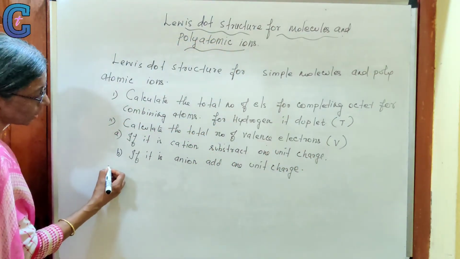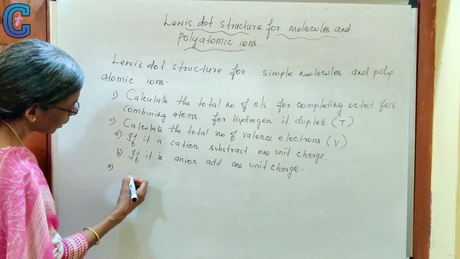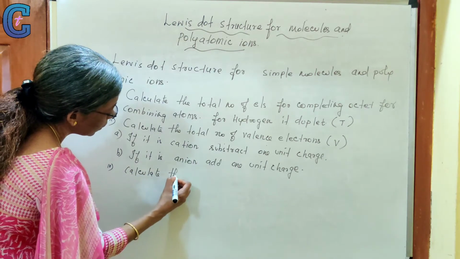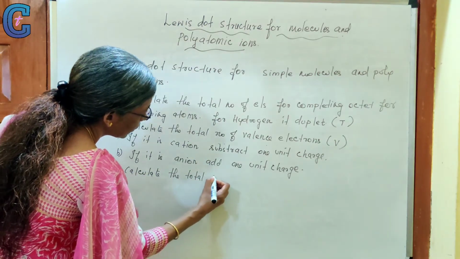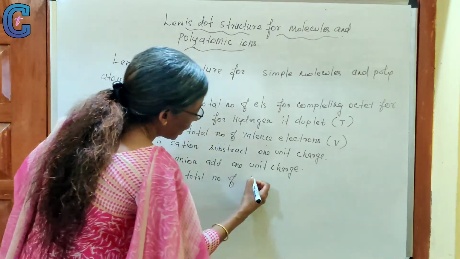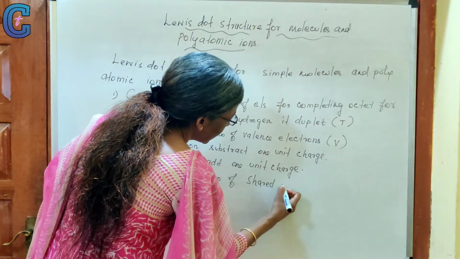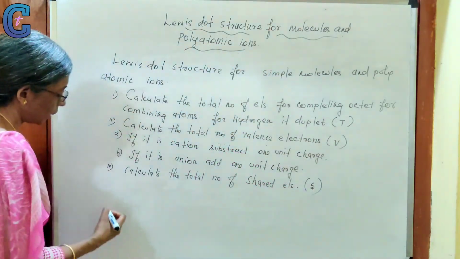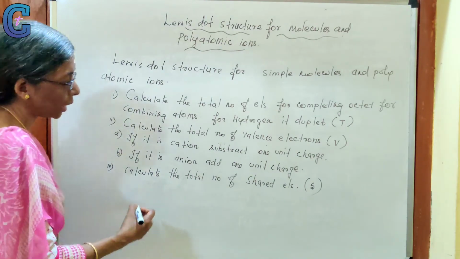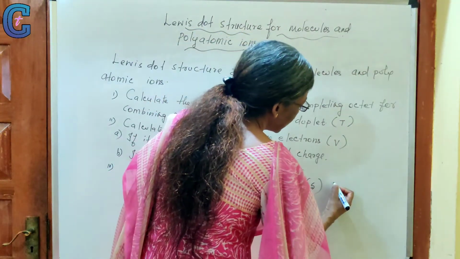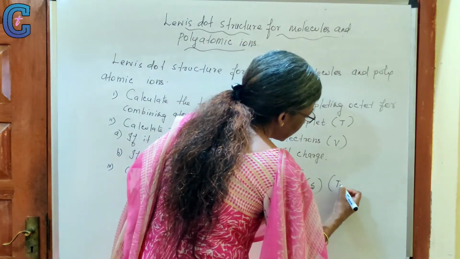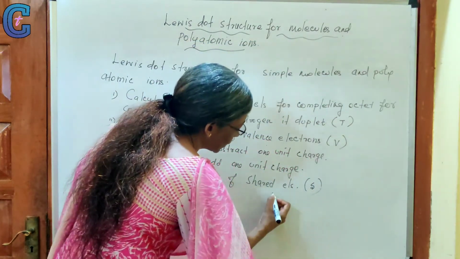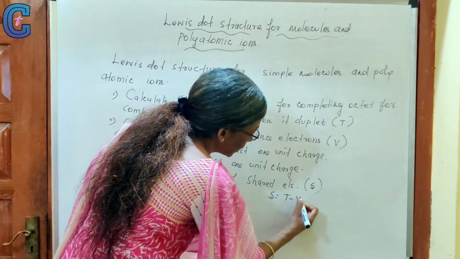Okay. Third point, calculate the total number of shared electrons. That we can call S. S can be calculated by T minus V. That means S is equal to T minus V, right?